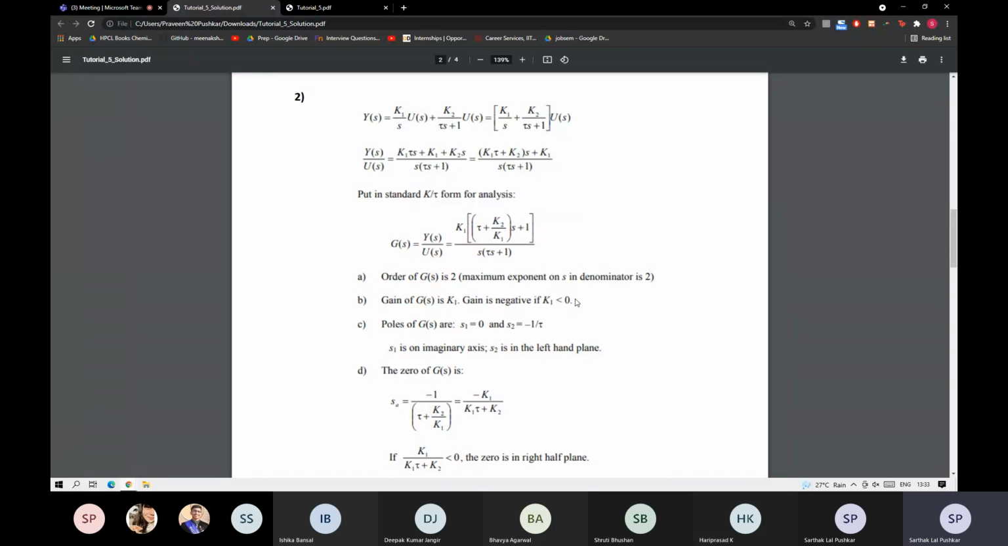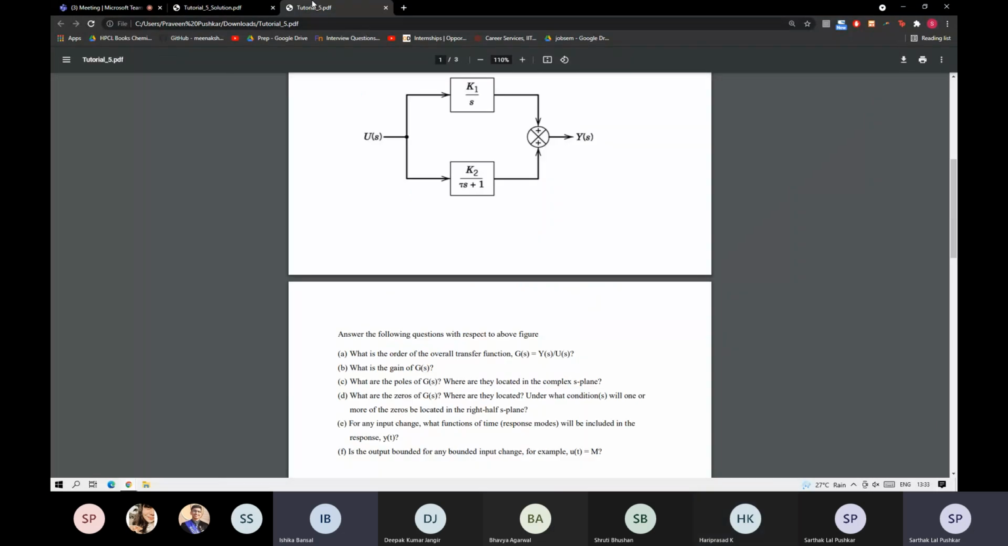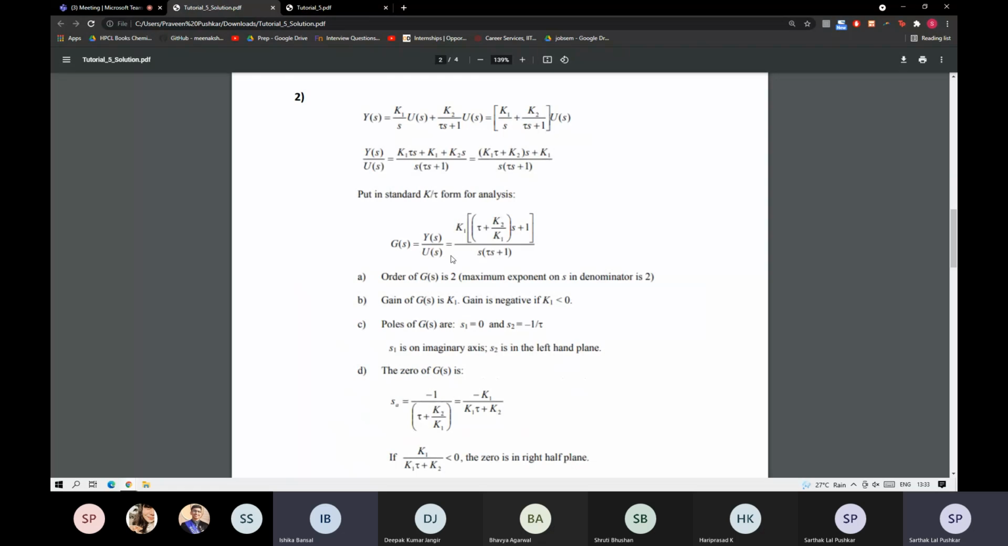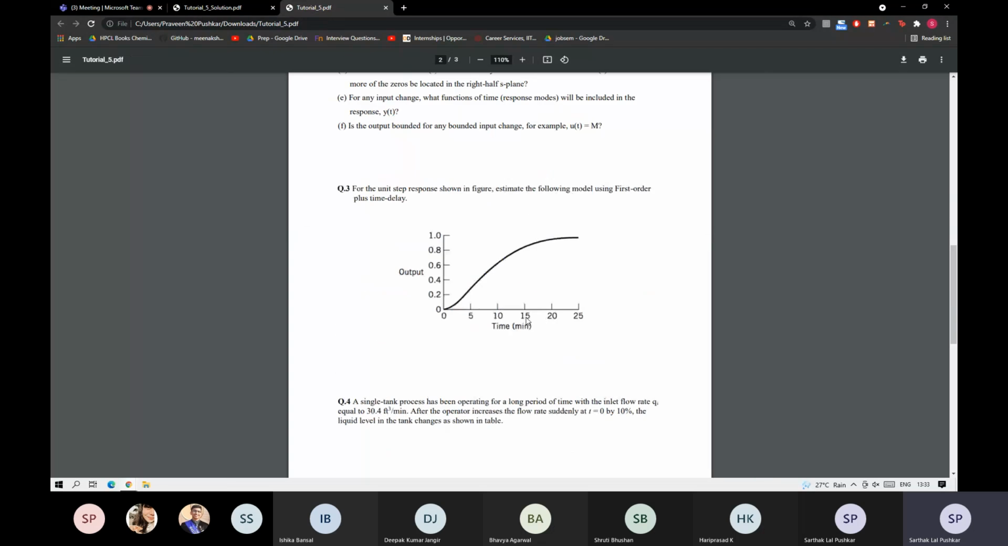Thank you, sir. Excuse me, sir. But we apply that limit to s into g of s, no? So s will multiply that side, so it will come out to be k1 only. I'll tell you. So that is the final value theorem, right? Okay, sir.